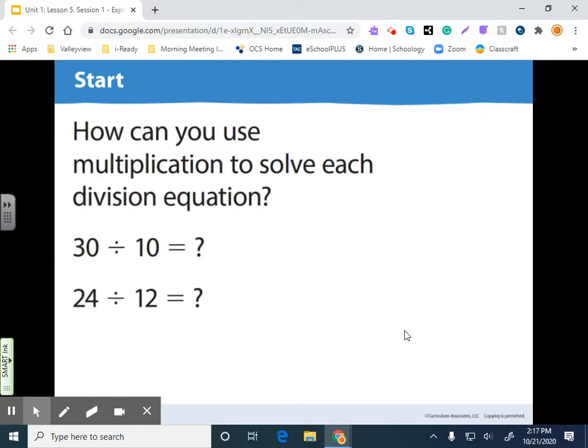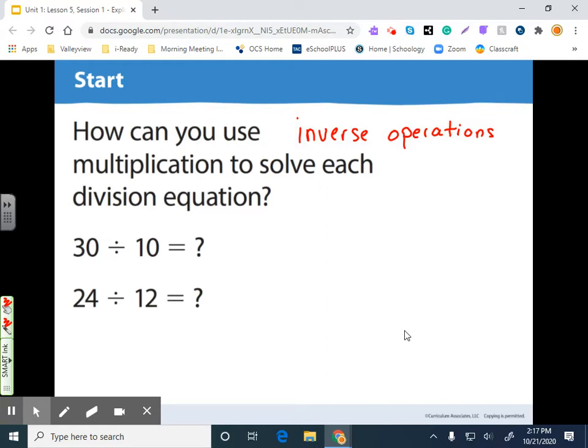First thing we want to do is do a bit of a warm-up. The question here is, how can you use multiplication to solve each division equation? Well, one thing you need to know about multiplication and division problems is they're called inverse operations of each other, and that term will come up here in a second. Let me just write it here on the board for you. Inverse operations. That means they basically undo each other, or they're like the opposites of one another, but they are closely related, as you'll find out here.